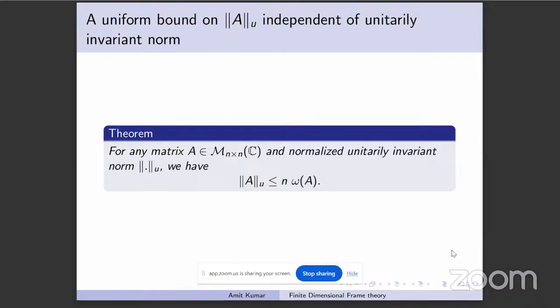Next result we obtained: for any matrix A belonging to Mn(C) and normalized unitarily invariant norm, we have the norm of AU is less than or equal to n times omega of A. So we have obtained here a uniform bound independent of the unitarily invariant norm. And we have said that it will be n.